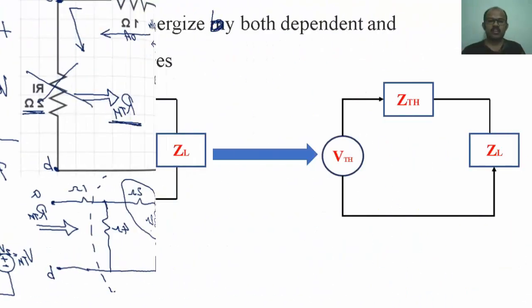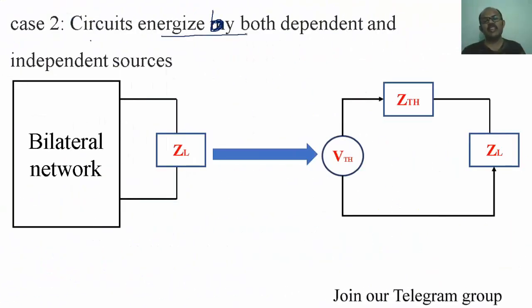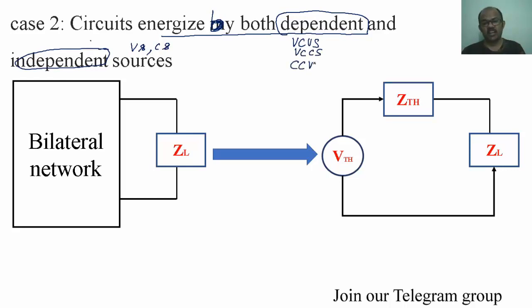Able to follow? In case 2, the circuit is energized by both dependent sources and independent sources. The independent sources are the voltage source and current source. In the case of dependent sources, you have the voltage controlled voltage source, voltage controlled current source, current controlled voltage source, or current controlled current source. So these are all my dependent sources. The entire bilateral network I can replace by a single Thevenin voltage or a single voltage source.